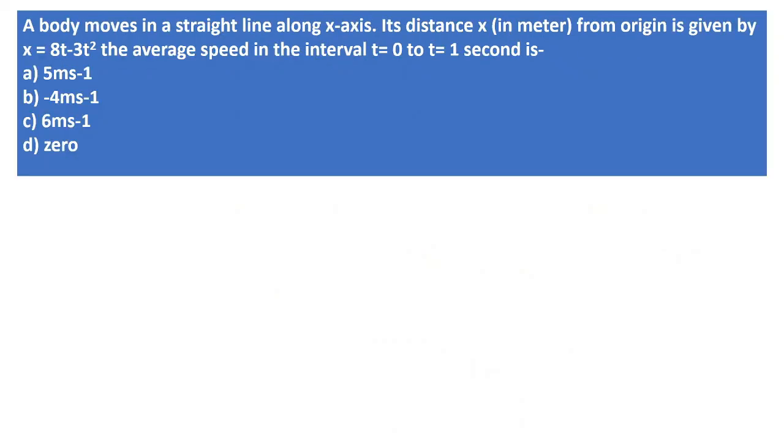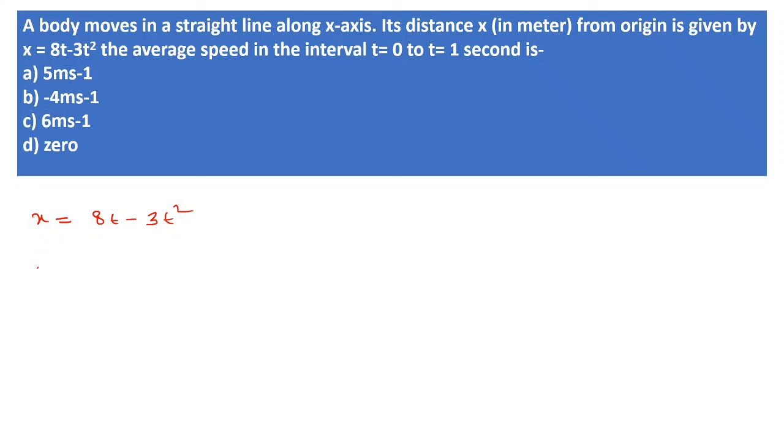A body is moving in a straight line along the x-axis. Its distance from the origin is given by x equals 8t minus 3t square. The question is to find the average speed in the interval 0 to 1 second. So we have to find out the average speed in 0 to 1 second. Got it? So how can we do it?